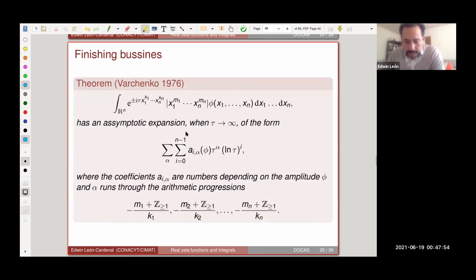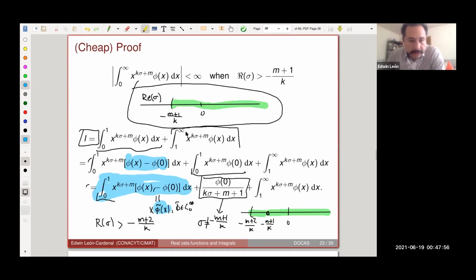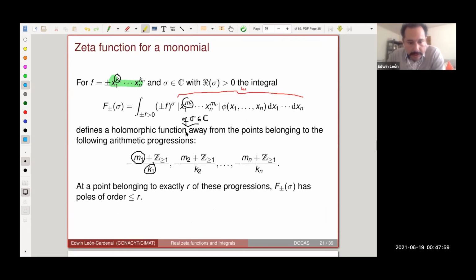Remember that I'm going to go back, because our theorem was saying that our function is well defined away from those guys that I just described in the previous slide in the one-dimensional case. In the one-dimensional case, you have just one of these expressions, but in several variables, they appear one for each monomial.